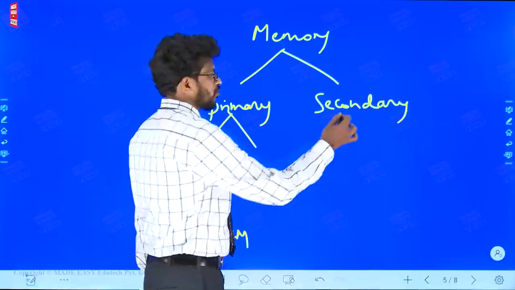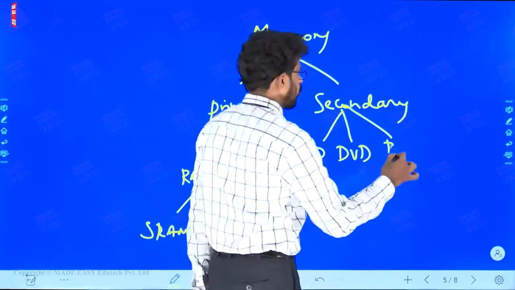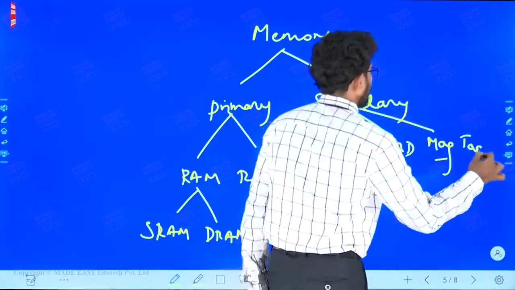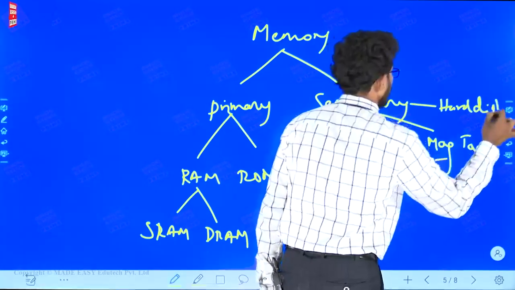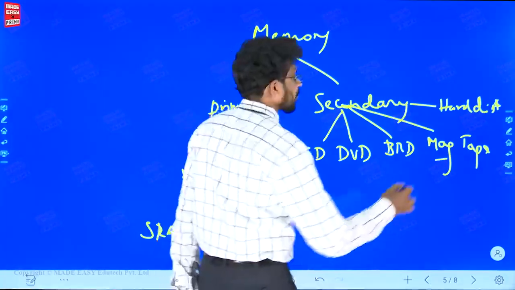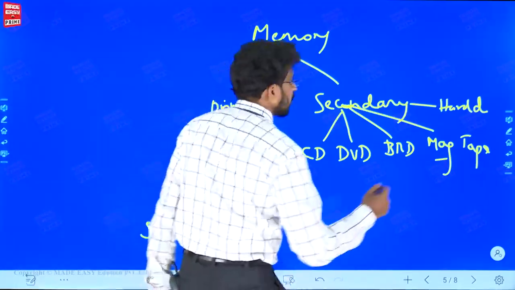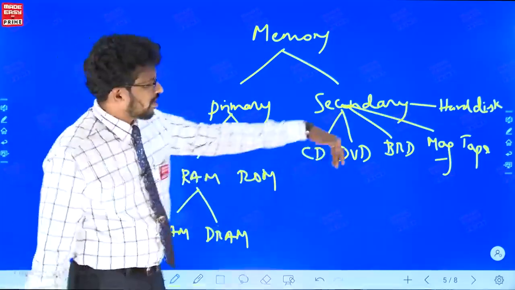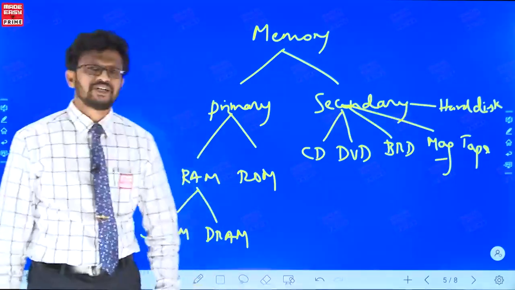In secondary memory also we have different types like CD, DVD, Blu-ray disc, magnetic tape. Similarly, you have hard disk. These are all different types of secondary memories. These are almost outdated, but nowadays we have gone with flash memories, very fast memories.